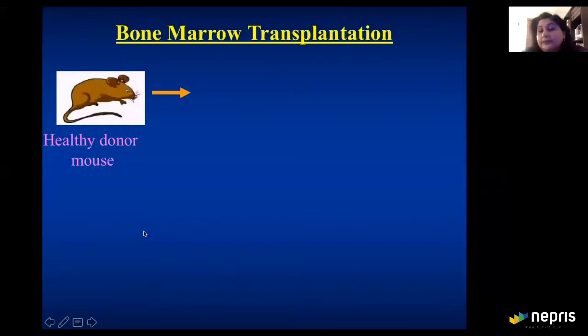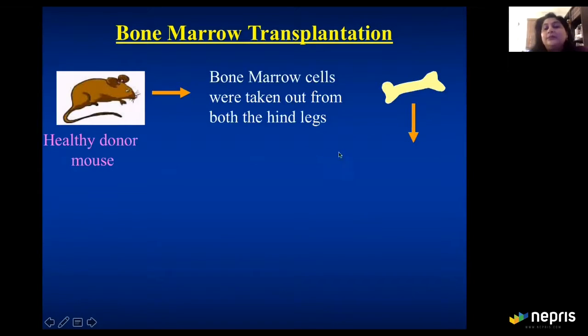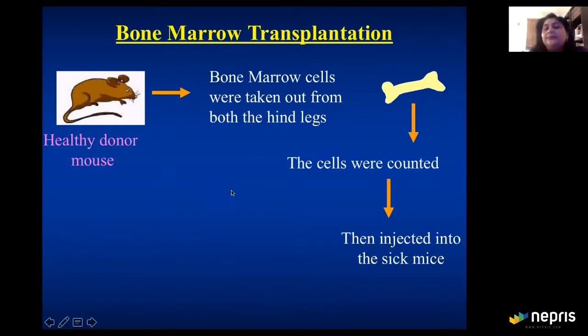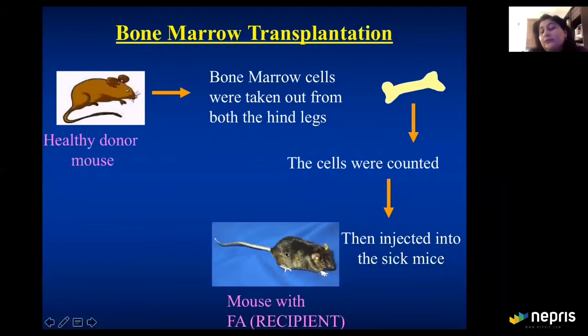How does the bone marrow transplantation work? I'm showing you what I do with my little patients, which are the mice. Okay. So this is a healthy donor. It's a mouse. And what I do is, in the mouse or even in the human, we take the bone marrow out of the hind leg because that's the largest bone in the body. You take that, you count the cells, and then you inject into the sick mouse.